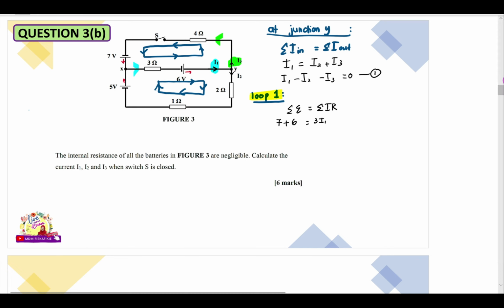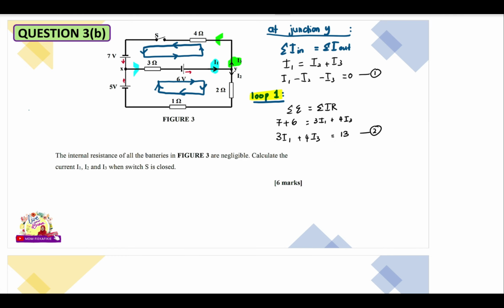Okay, so same direction tak? Yang kali hijau ini current I3. Yes, same direction. So still positive. But this time we have resistance of 4 ohm times the current I3. Sebab current I3 yang lalu dekat dia. Okay, so we try to rearrange that equation. So I'm going to have 3I1 plus 4I3 equal to 13. So this is my second equation.